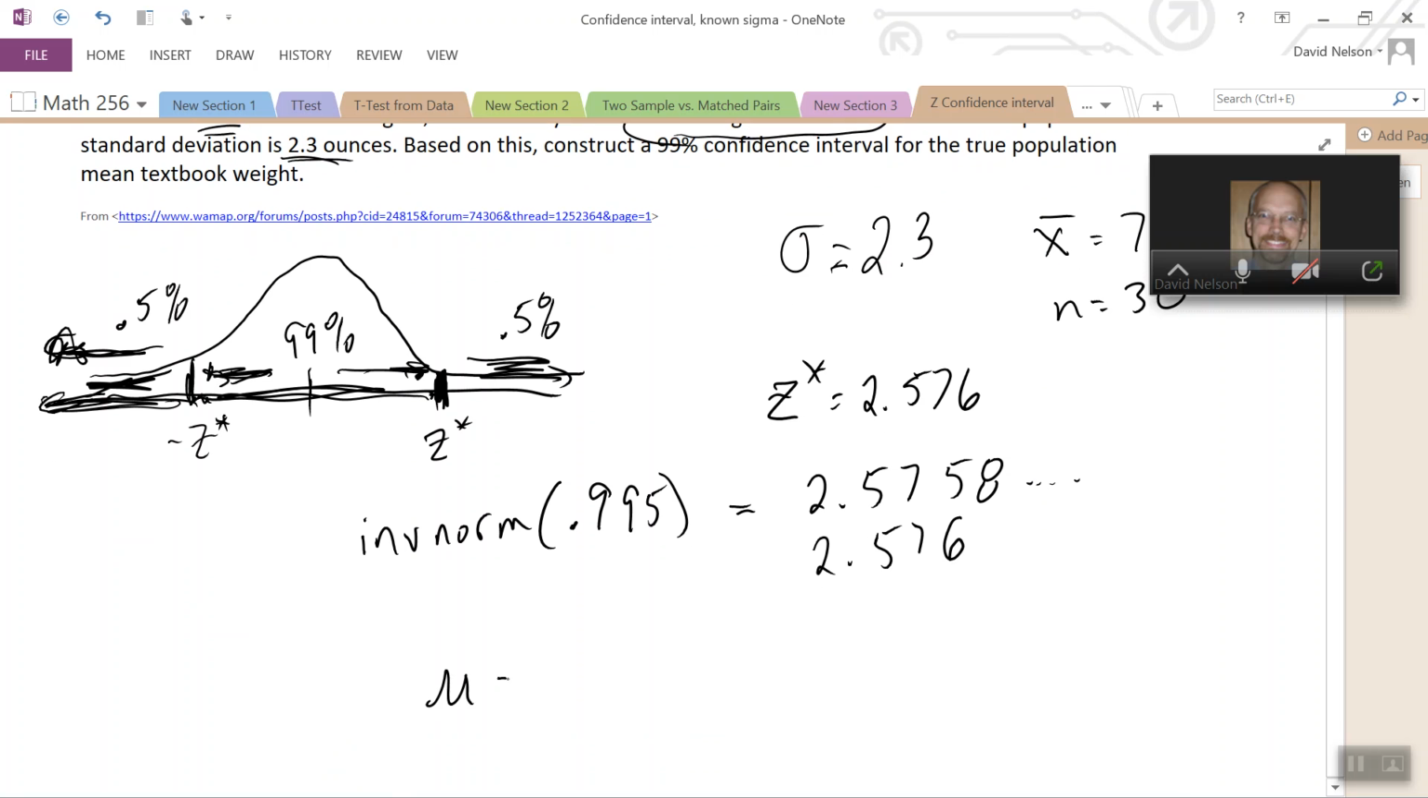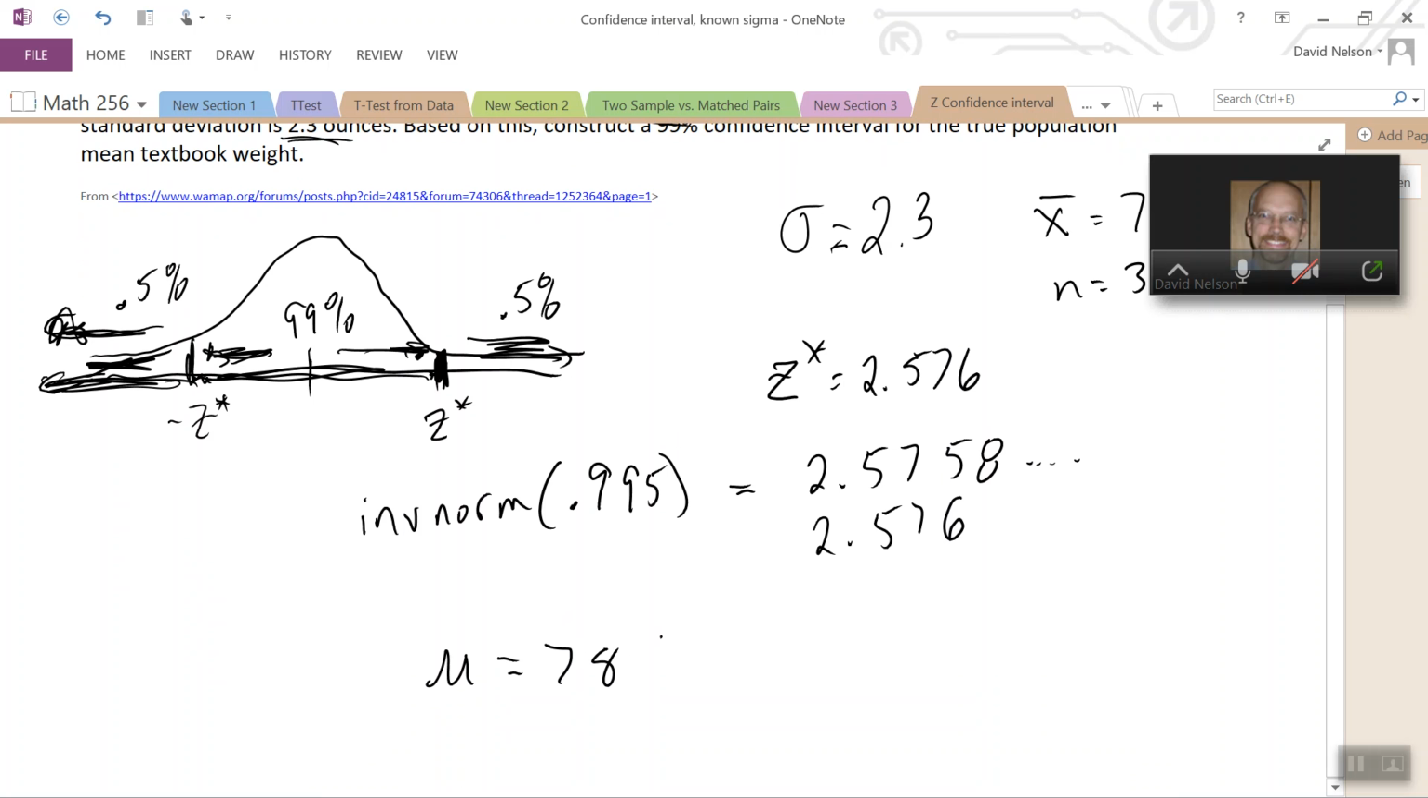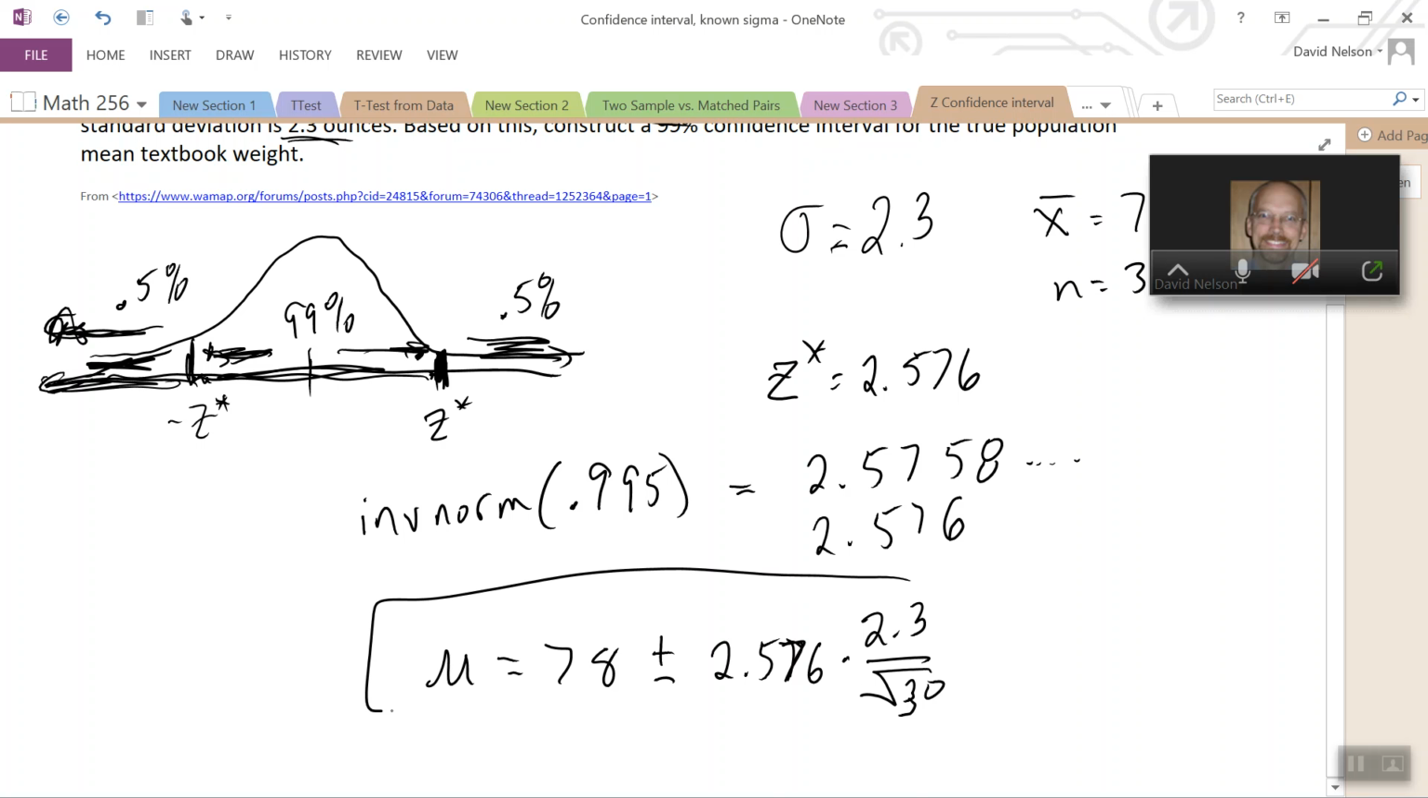Our best guess for mu would be the sample mean. What was our sample mean again? 78. And then I want to go 2.576 standard deviations on either side of that mean, multiplied by 2.3 over the square root of 30, because when you're looking at the distribution of sample means, the standard deviation is 2.3 over the square root of your sample size. Do the calculation, find out what that margin of error is, and that will give you the confidence interval.